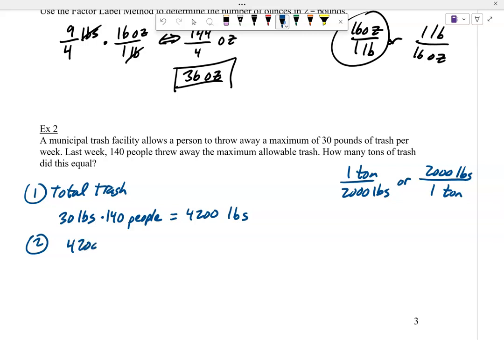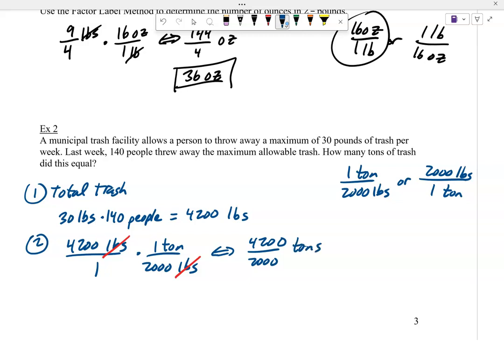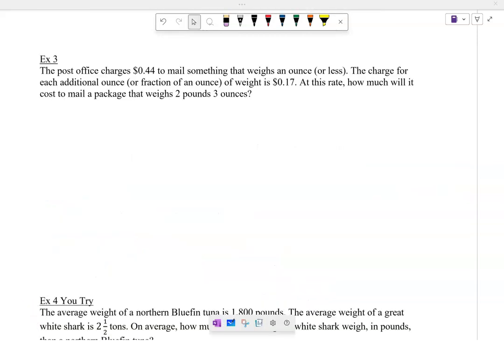Well, we have 4,200 pounds being thrown away, and there's 1 ton for every 2,000 pounds. Notice our pounds cancel. So 4,200 times 1, over 1 times 2,000. We're in tons. And 4,200 divided by 2,000 is 2.1 tons. 2.1 tons of trash. Let's look at this one more example, and then we'll have you guys try one.